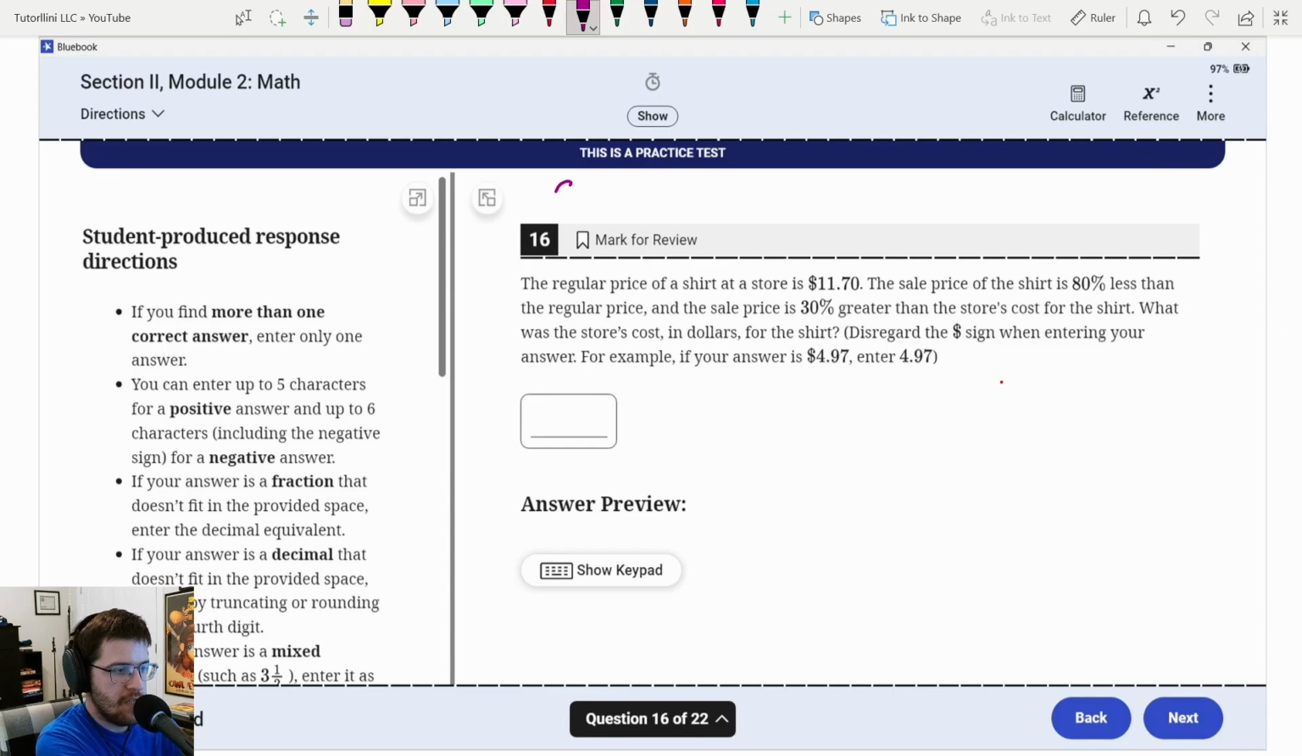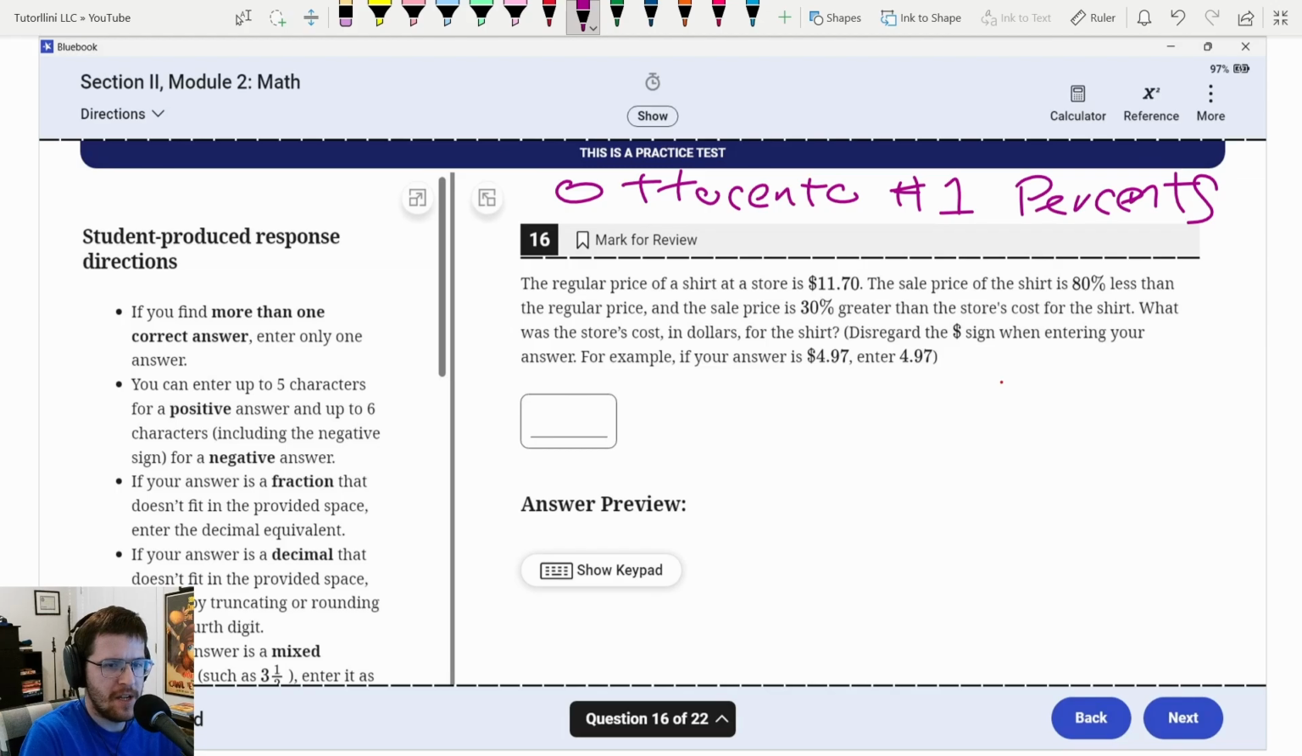Okay, question 16. So I highly suggest checking out my Ottocento number 1 on percents. I also have like 4 or 5 shorts on percents. They really help a lot, guys. Please go check those out. Percents is one of those things that students always struggle with because you don't really do a lot of it when you're a junior or senior in high school.